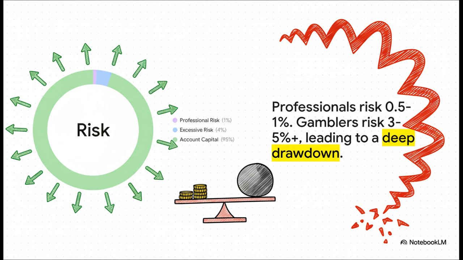Look at the difference. A pro thinks in the long term. They know trading is a numbers game, so they risk a tiny, manageable amount on each trade, like 0.5% to 1%. Why? So they can easily survive a string of losses, which, by the way, will happen. The gambler? They're risking 3, 5, 10% trying to hit a home run. Just 2 or 3 bad trades in a row, and their account is toast.